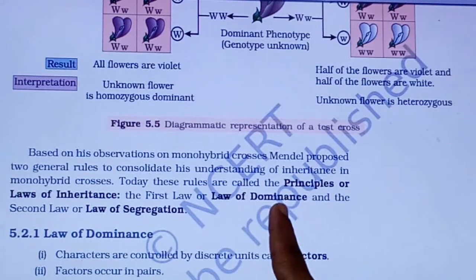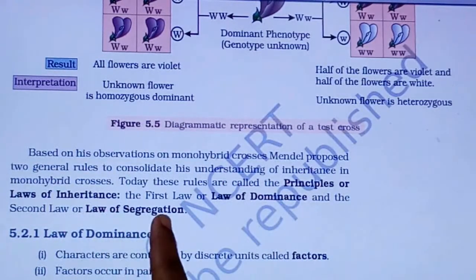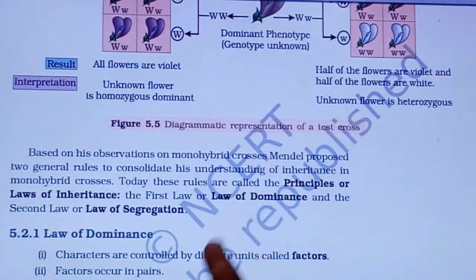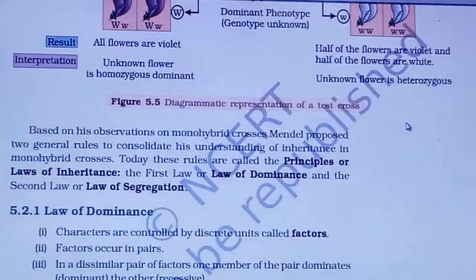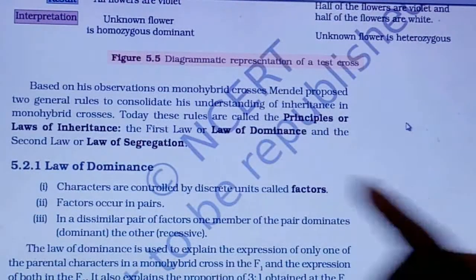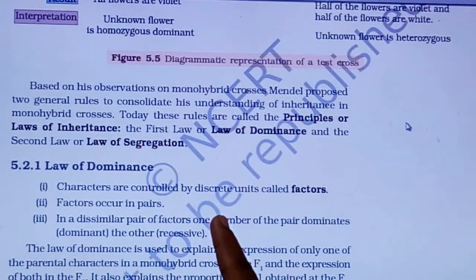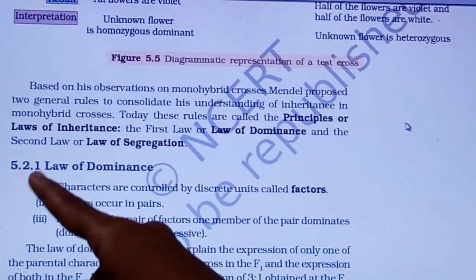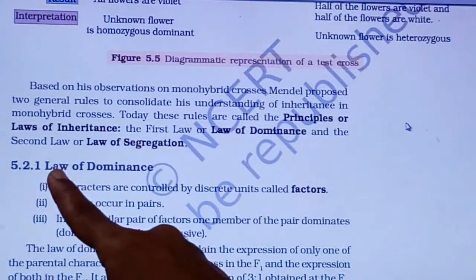Then next, principles or laws of inheritance. The first law, the law of dominance, is given. The second law is the law of segregation, and the third law is independent assortment. So these 3 laws are very, very important. Among them, the first is the law of dominance. Whenever the law of dominance is asked, it will be asked for 2 marks.